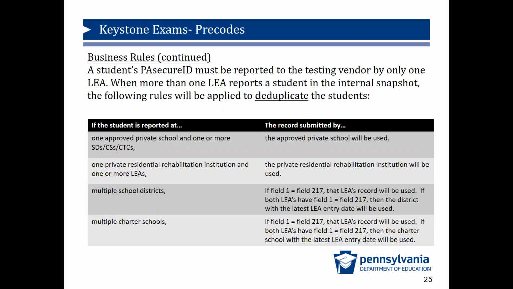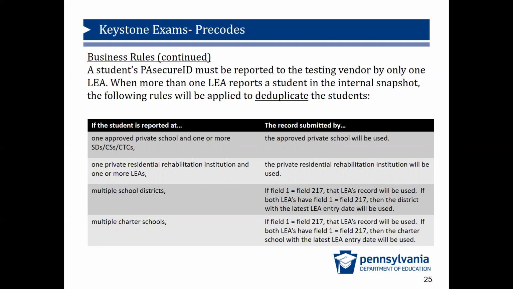If the student is reported at one approved private school and one or more school districts, career technical centers, or charter schools, the record submitted by the approved private school will be used. If the student is reported at one private residential rehabilitation institution and one or more LEAs, the record submitted by the private residential rehabilitation institution will be used.